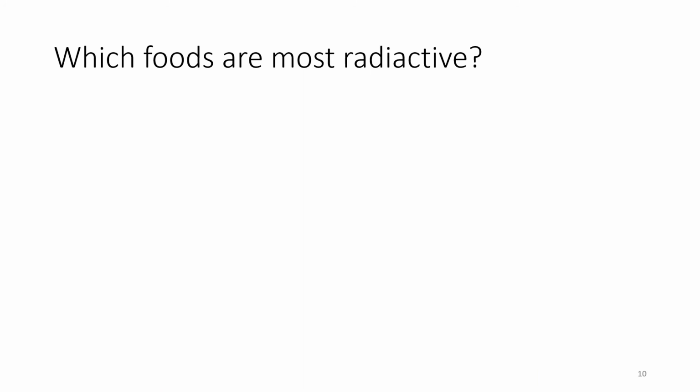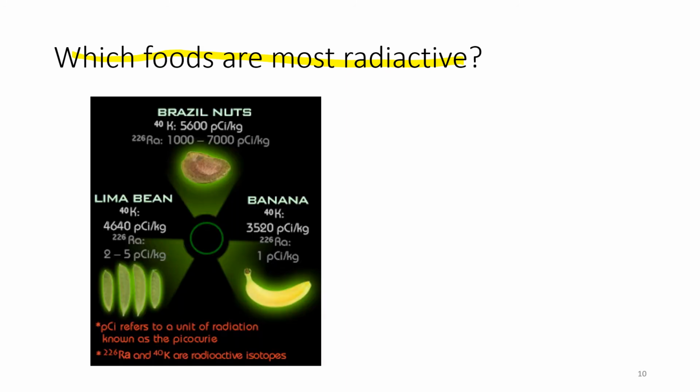So as I said, there are a lot of naturally occurring sources of radiation. Food is one of them. So question here is, which food is the most radioactive, if you had to guess? So we have Brazil nuts is the highest amount of radiation that's known out there. Other sources, we've got lima beans, bananas. Again, bananas contain potassium in here. So potassium has a radioactive isotope. That's why our banana is glowing down here.